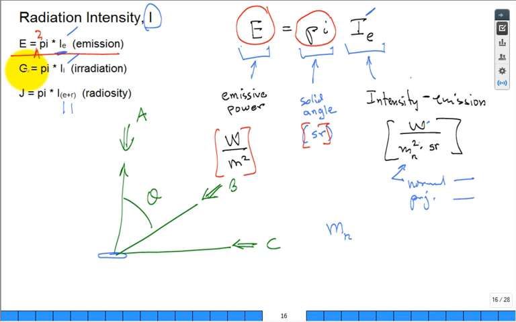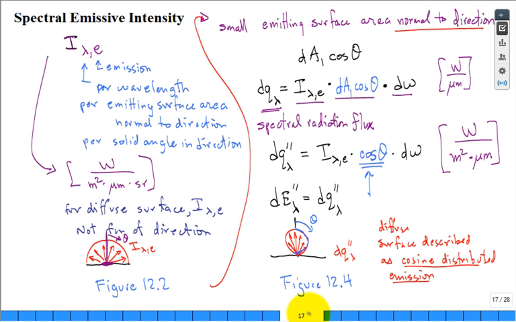But the first time your students see this, they say, oh, there's got to be a typo in the book. Good thinking, but I'm telling you it's not a typo. So you have the same thing where you have the intensity for irradiation, sorry, and then the radiosity related to that intensity for the radiosity. Only gets worse. Let me try and summarize here.